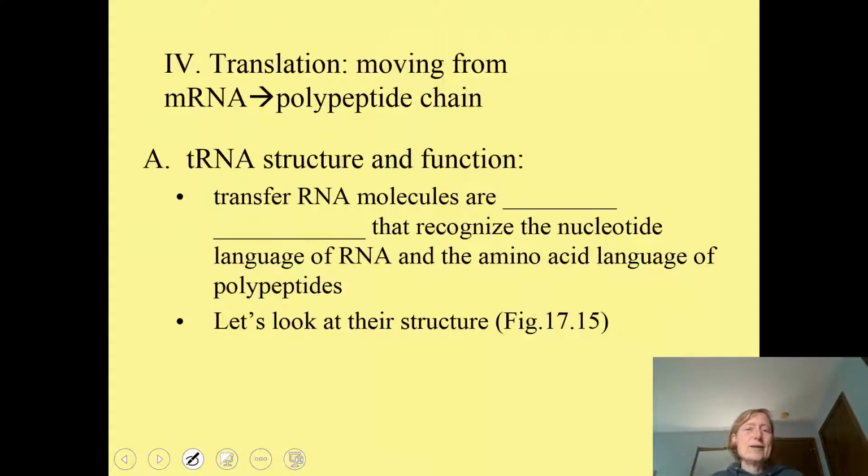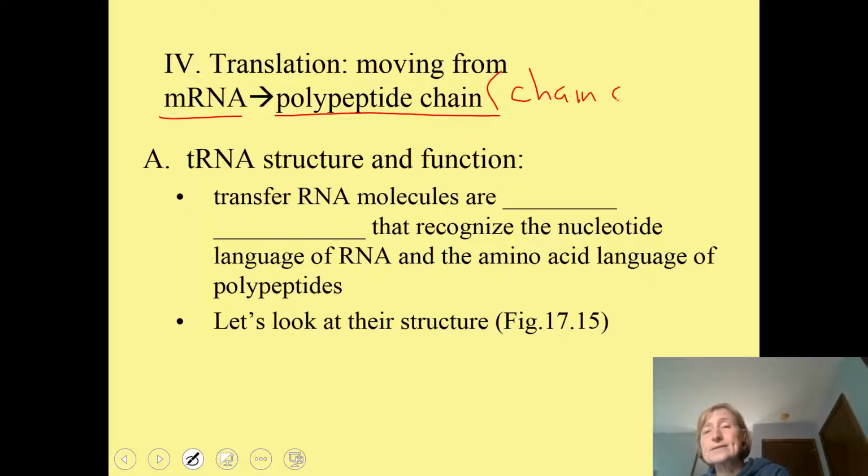Okay, so now we have to figure out really, how does this happen inside the cell? How does translation occur? How do we go from an mRNA molecule to a polypeptide chain, a chain of amino acids? Let's just write that down so that we remember that.